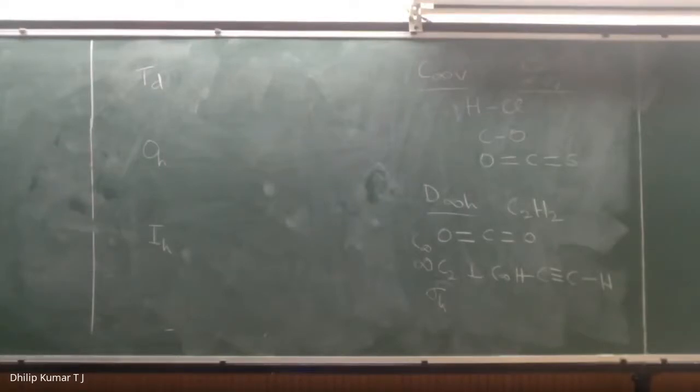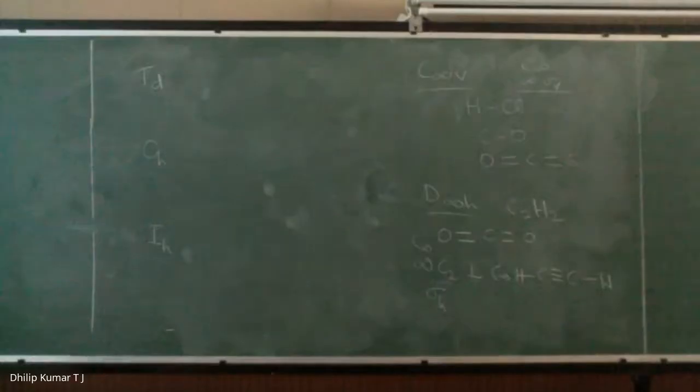For example, C60 has icosahedral symmetry. The simplest one: the minimum number of atoms to form icosahedral is 12 atoms. So for example, I can say Al12 cluster, or Ti13 cluster can have icosahedral symmetry.